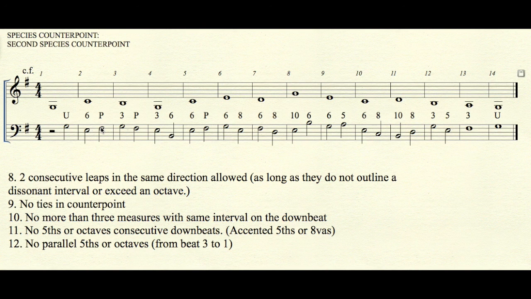Rule number 11, no fifths or octaves on consecutive downbeats. This is known as accented fifths or octaves. So you can't have a fifth on the downbeat of measure 3 and a fifth on the downbeat of measure 4. Now you may have consecutive octaves on weak beats, as you can see here in measure 6 and measure 7 and measure 10 and measure 11. We're not concerned about weak beats, only downbeats.